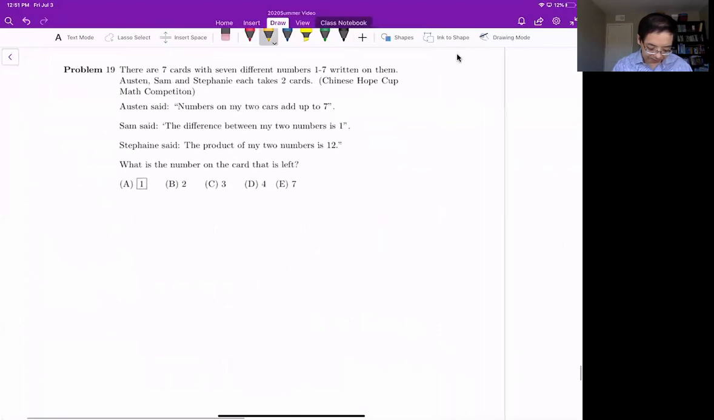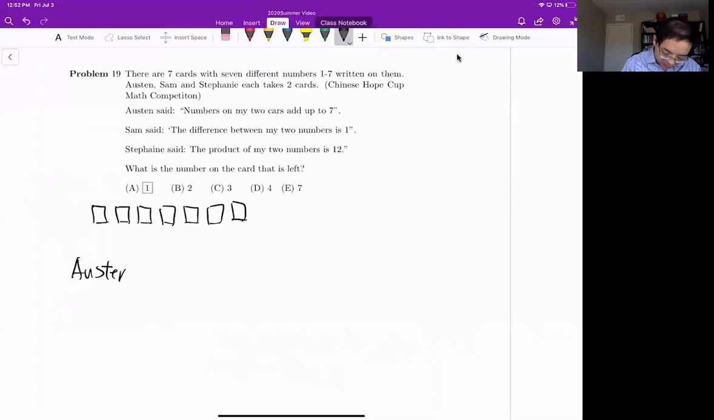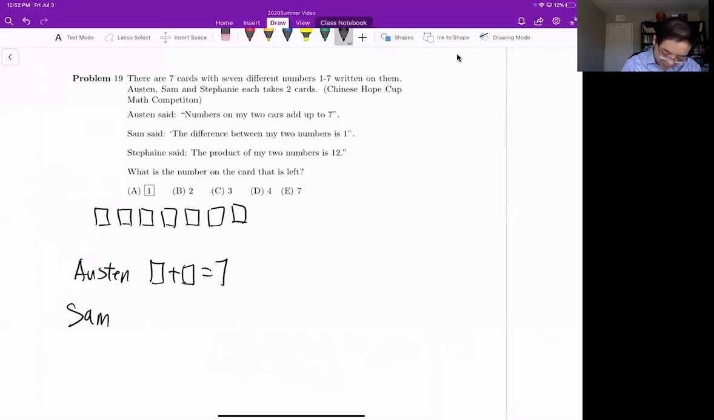Number 19. There are seven cards on the table. Okay, so 7 cards, 1, 2, 3, 4, 5, 6, 7. All right, so 3 people, Austin, Sam, and Stephanie. So each takes 2 cards. Okay, so Austin said, for his 2 cards, if they add up, it equals 7. And Sam said, all right, for my 2 cards, the difference is 1.